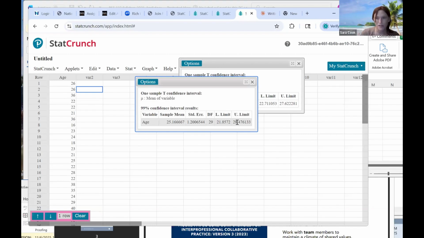Might be a little counterintuitive. You're like, well, we just did a higher number, 99. What this is saying is now we can be 99% sure that the true mean of the population falls somewhere between 21.8 and 28.4.